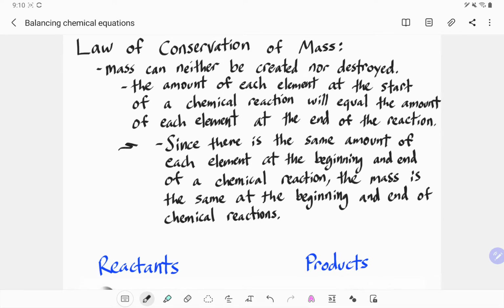And so that brings me to the final bullet point. Since there is the same amount of each element at the beginning and end of the chemical reaction, the mass is the same at the beginning and the end of the chemical reaction. Because it's the exact same element. It's not a different isotope of the same element. If we start with carbon-12 on one side of the reaction, on the other side we're still going to have carbon-12, carbon that weighs the same. All carbon-12s weigh the exact same. So there's no changing of mass when the elements are the same. The same elements, same mass on both sides of a chemical equation.